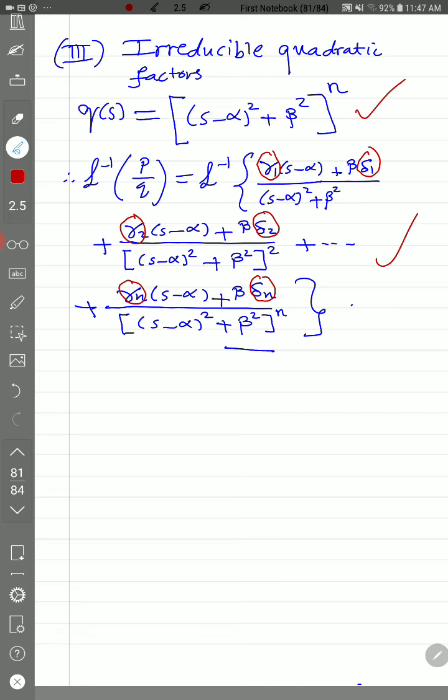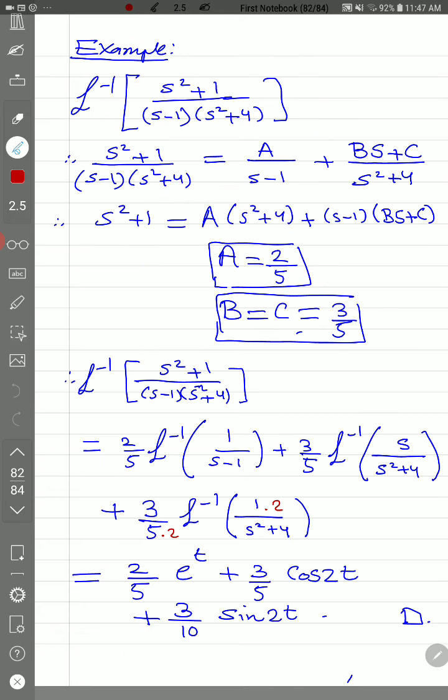Now I will give an example of how you calculate the inverse. This is an example I gave here. It covers, in fact, case 1 and case 3. So I want to calculate this P over Q. I put A over S minus 1 as in calculus. And here, because there is no S term, I put Bs plus C over S squared plus 4. So I need to calculate A and B and C.